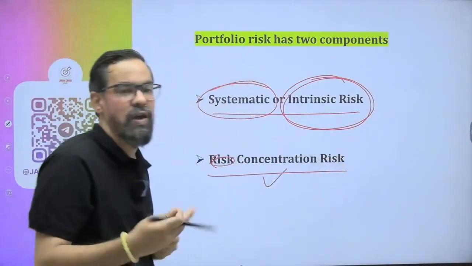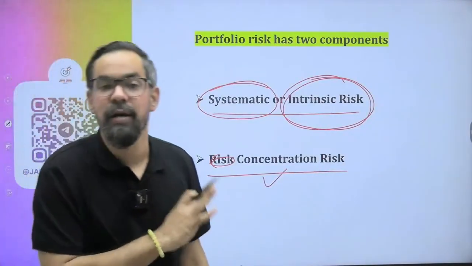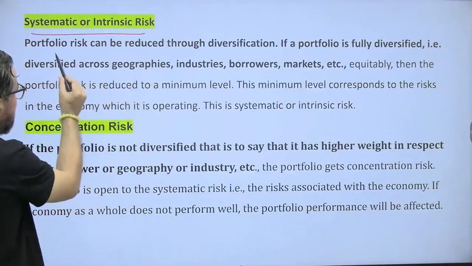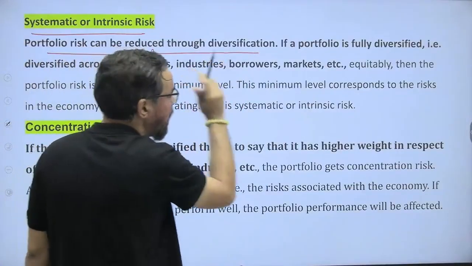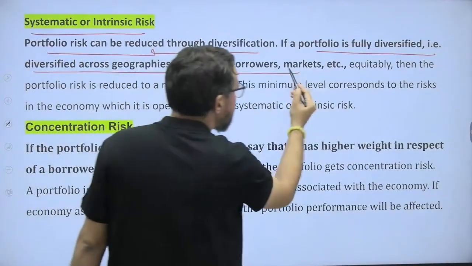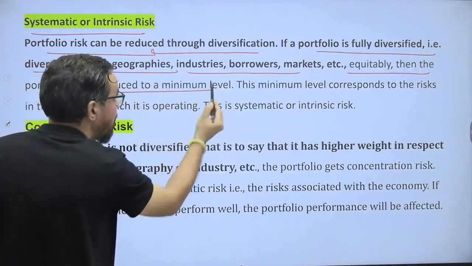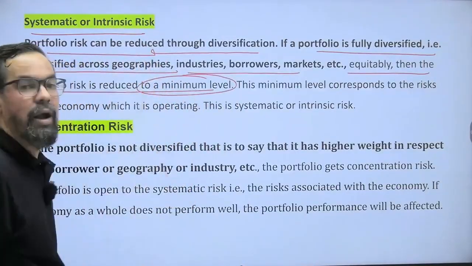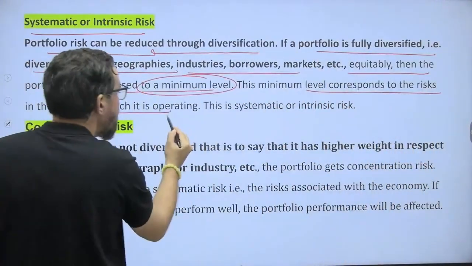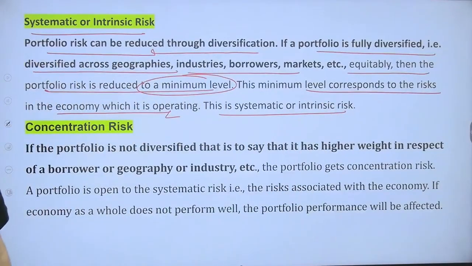Concentration risk is where we create assets in the same portfolio or the same sectors, and that generally comes under this particular one. Correct? So for systematic or intrinsic risk, portfolio risk can be reduced through diversification. If the portfolio is fully diversified across geography, industry, borrowers and market equitably, then the portfolio risk is reduced to a minimum level. That minimum level is generally known as your intrinsic risk. The minimum level corresponding to the risk in the economy in which it is operating is generally known as systematic risk, or it is also called intrinsic risk.